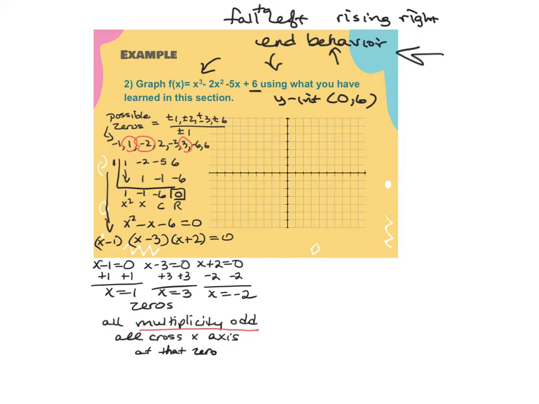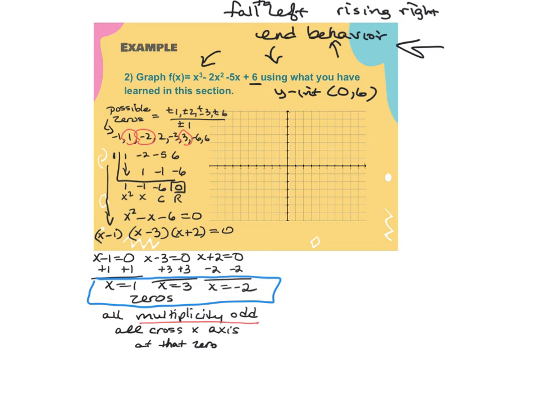All right, so let's graph the zeros in blue. On my x-axis, I'm going to put a point on 1, one on 3, one on negative 2, and I'm also going to graph my y-intercept, which is at 6.